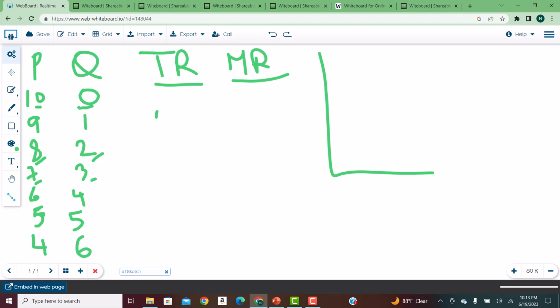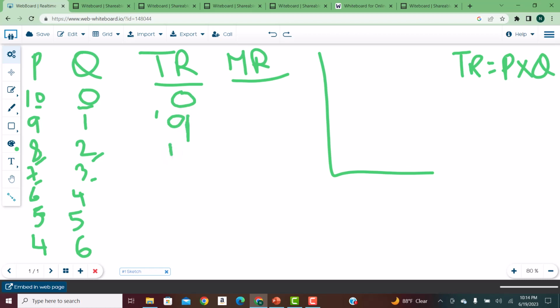Now we know how to calculate total revenue. It is equal to price times quantity, right? Remember, total revenue is equal to price times your quantity. So when your price is 10, you sell 0 units, so your total revenue is 0 because you're selling 0 units. When you're selling 1 unit and your price is $9, it's 9 times 1, your total revenue is 9.